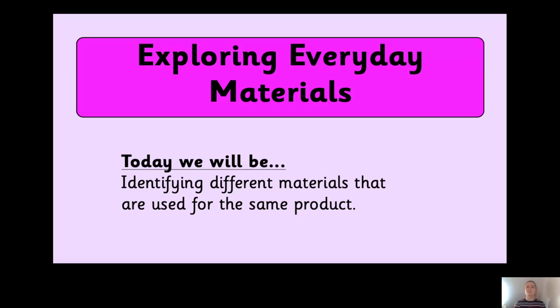Now let's go back to what we're doing today. So we're identifying different materials that are used for the same product. So that means, for example, we could have a bowl. Now our bowl could be made of glass, it could be made of metal, it could be made of plastic, and it could be made of clay, so ceramic. Okay, so there's lots of different materials that a bowl could be made out of, and it has different purposes.